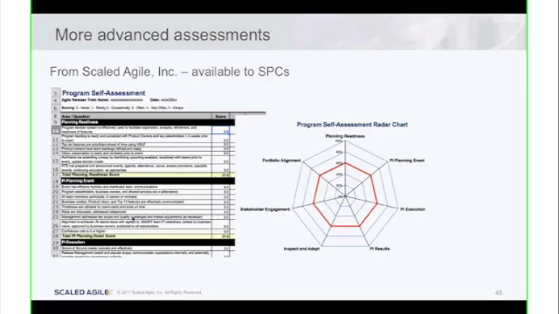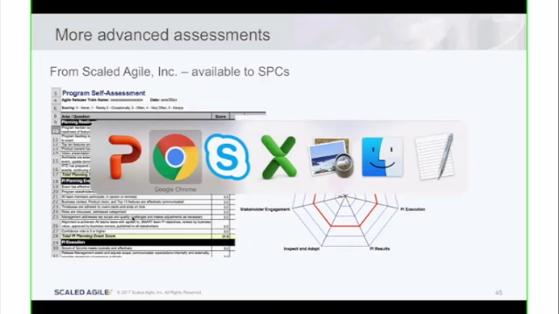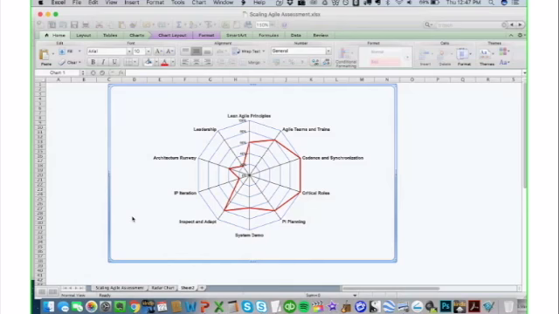Is this one that's a self-assessment. This one comes from Scaled Agile, and this becomes available to SPCs. So if there's any SPCs on the call, you have access to this as part of what's called the launch kit. So if you're an SPC, you can download this launch kit. It's a set of Excel spreadsheets. In fact, I'm going to show it to you.